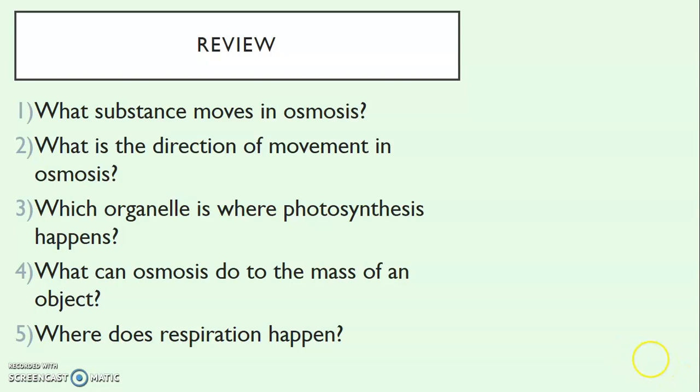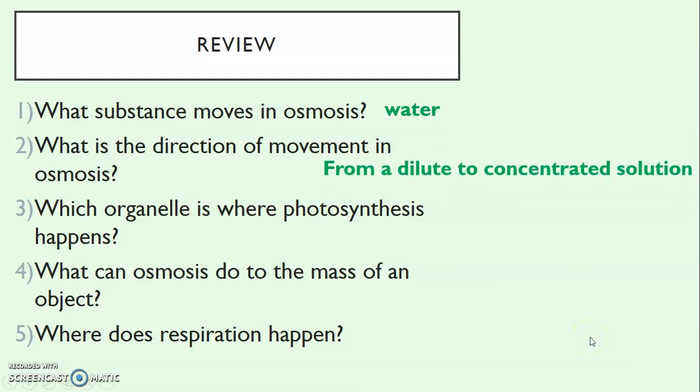So welcome back guys, checking your answers. Which substance moves in osmosis? That is water. The direction of movement in osmosis is from a dilute to a concentrated solution. So if you get a question about direction of movement in transport, it's what is it going from and to. Which organelle is where photosynthesis happens? That is the chloroplast or chloroplasts.